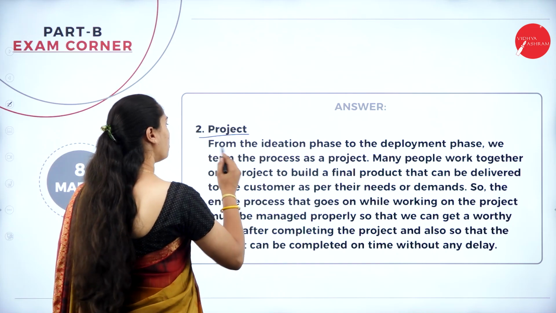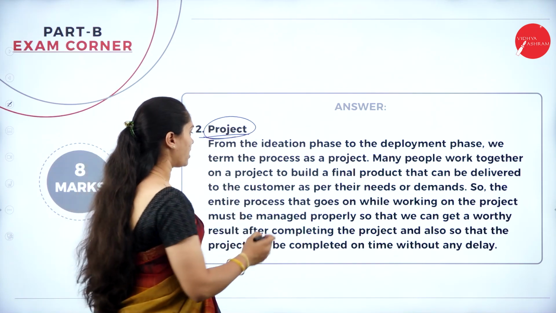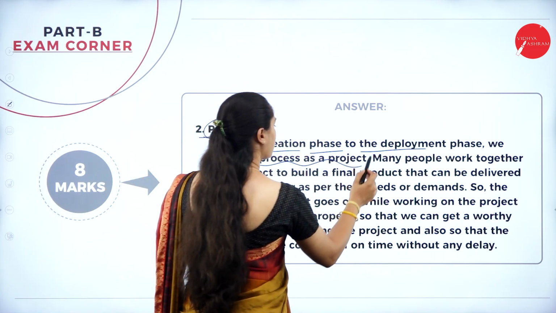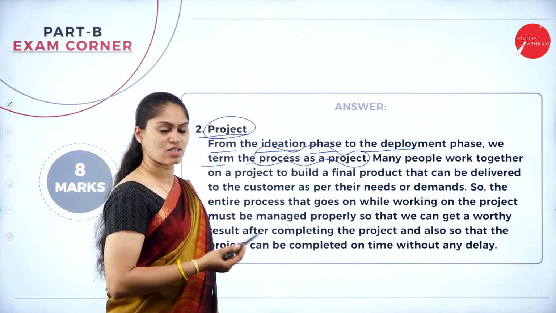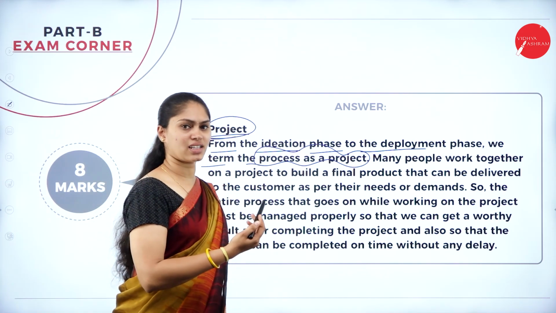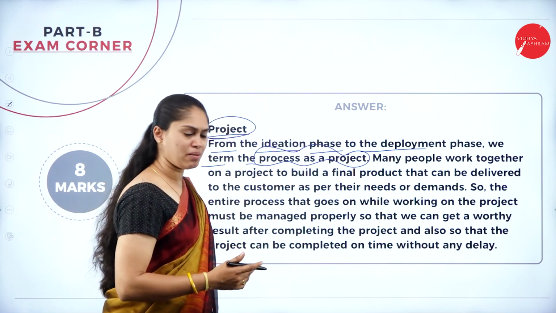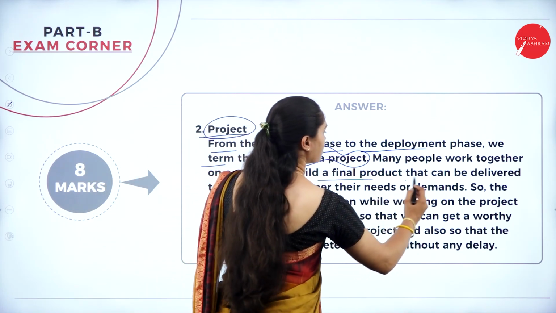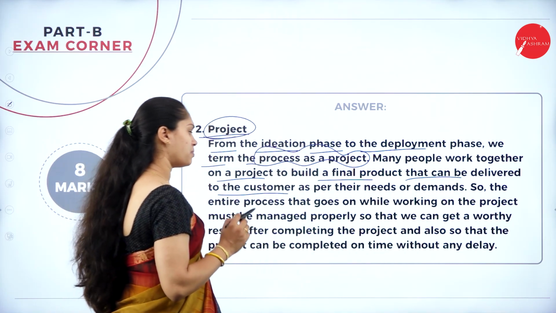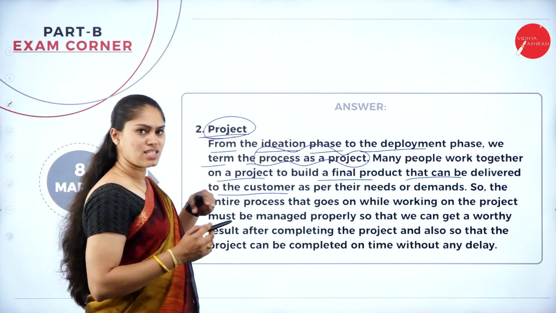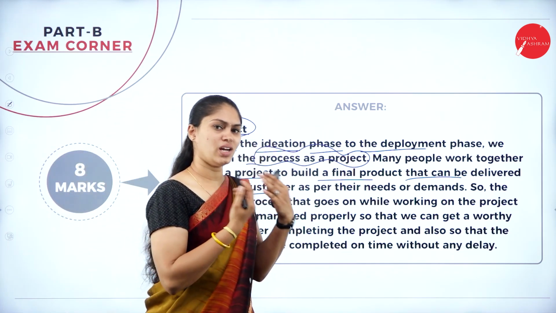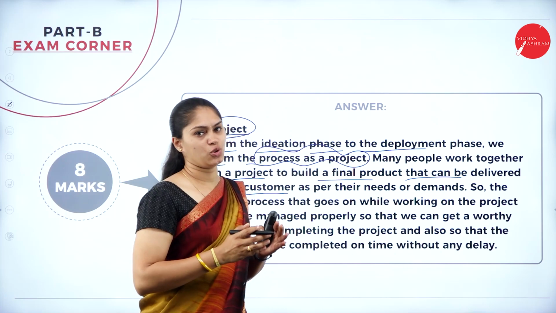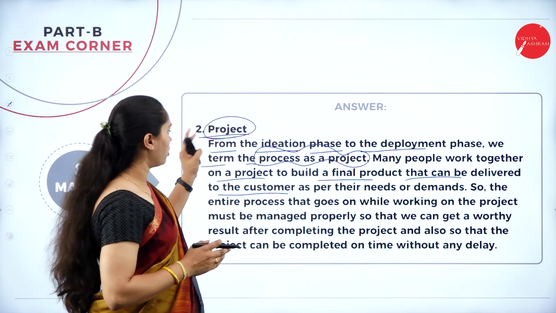And next, what we have? Project. Project is what? Here you can see that from the ideation phase to the deployment phase, we term the process as a project. So here we are considering a process or a set of activities as a project. So many people will work for a particular project in order to build a final product, so that it can be delivered to the customer as per their needs. And also in this project we have to think about what we are giving to the customer. So that is what we have to satisfy, the requirement of an end user. That is what we will be focusing on in this project.